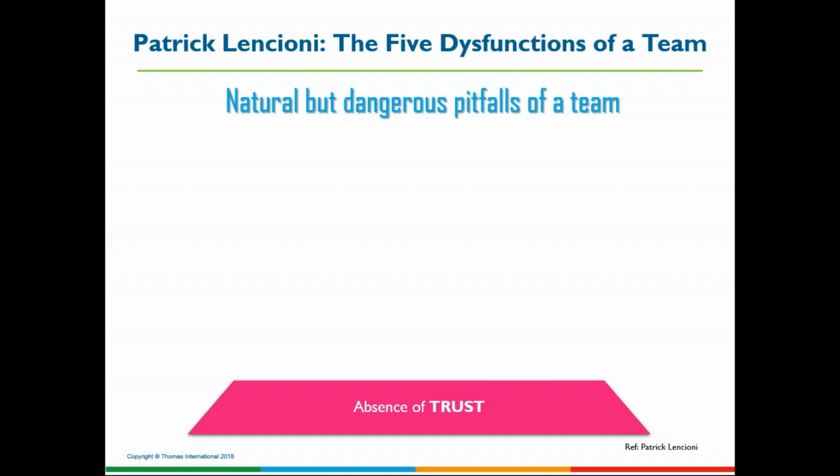The first dysfunction is absence of trust. This trust stems from team members not willing to be vulnerable to each other or to be open about their mistakes. Trust is foundational for all the other steps in the model.